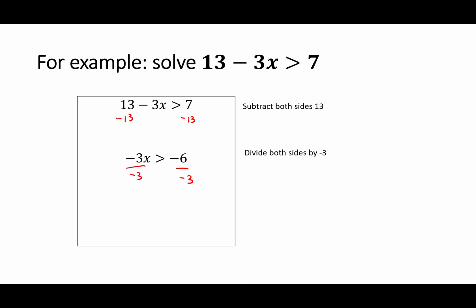If you're dividing by a minus number, you must flip your inequality. This leaves us with x is less than minus 6 divided by minus 3 gives me 2. So x is less than 2. Please pause and take down this example.